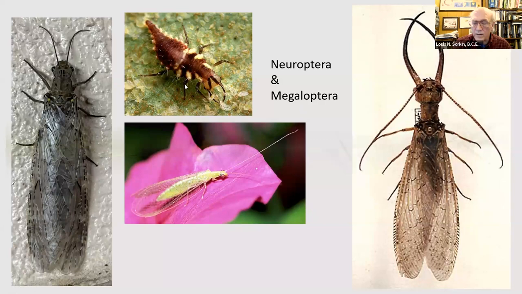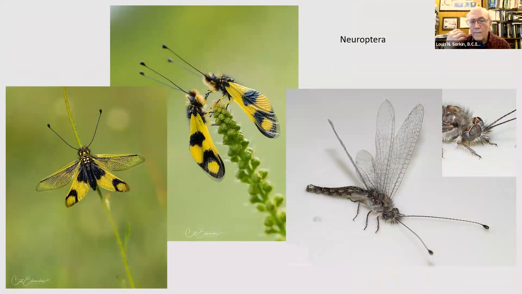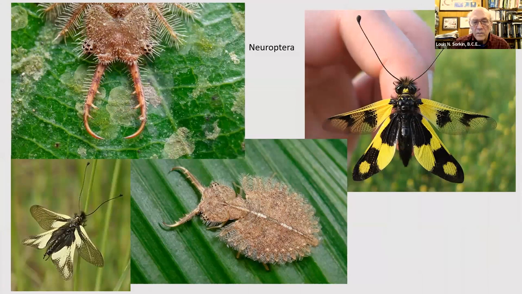These are now the holometabolous insects, where you have egg, larval stages, which are different looking from the adult. You have a pupal stage where that change from immature to adult occurs. These are owl flies. They have a knobbed antenna. They're now included with the antlions. And here are some of the owl fly larvae. They're predaceous larvae, of course.